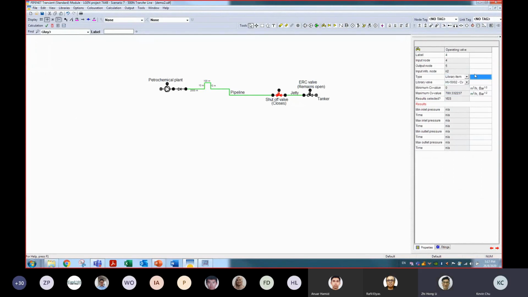Okay, thank you, Kevin. Next one coming from Shaifal. Is there any alternative mitigation method to vacuum breakers for the scenario where hydrocarbon is transported, as admitting air to the hydrocarbon system will lead to safety issues?